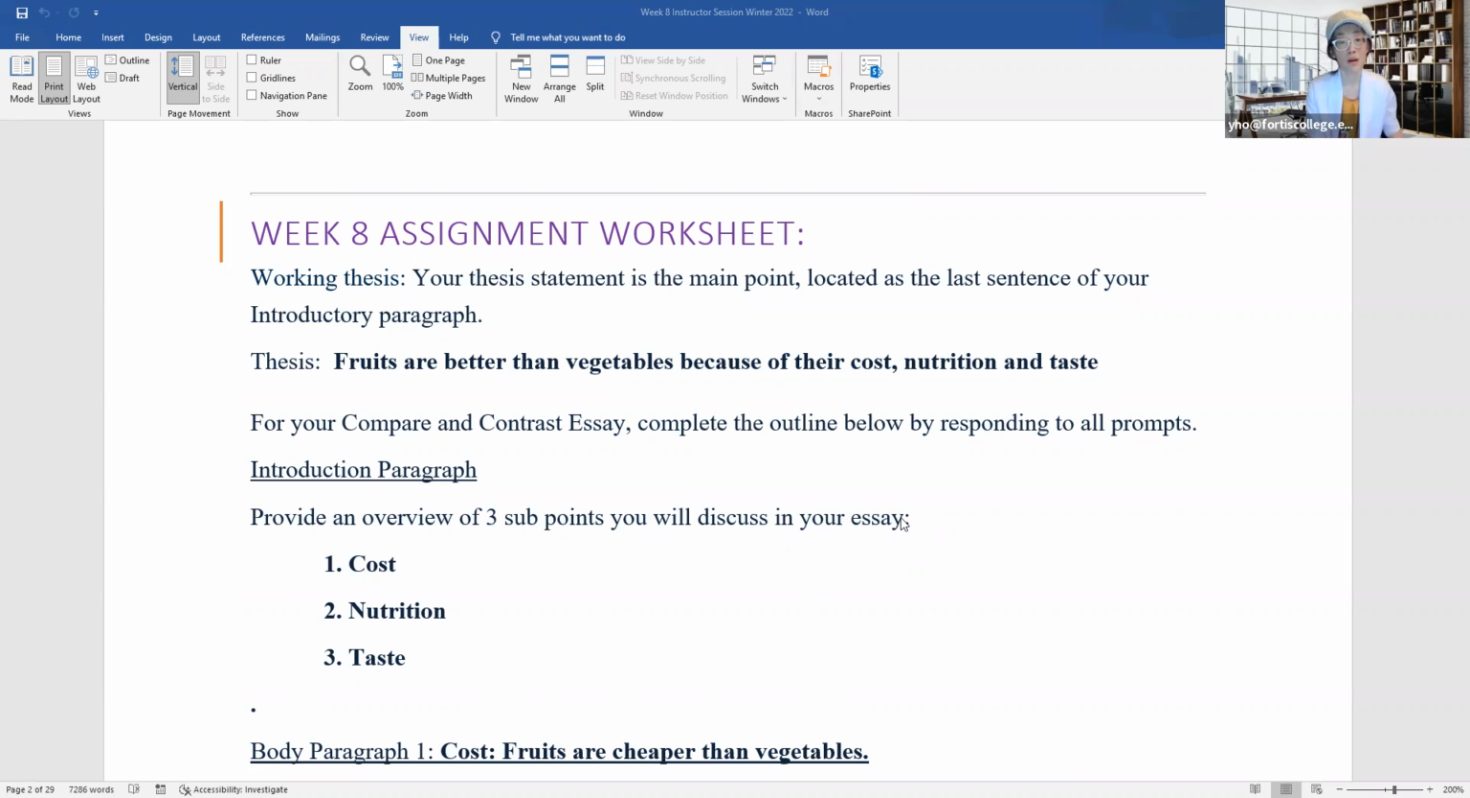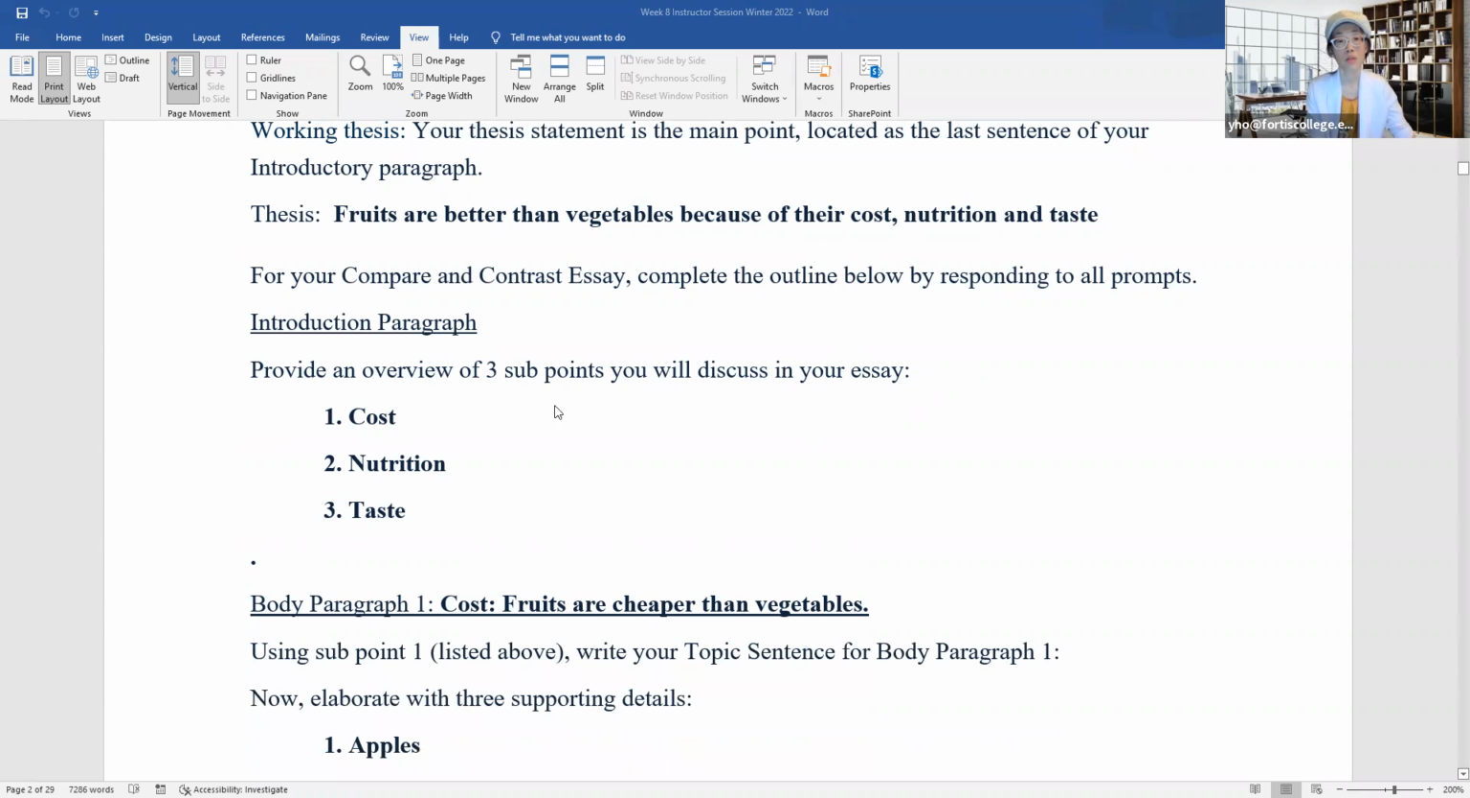For your comparison contrast, you have the 3 reasons, and these 3 reasons line up with your supporting topic sentences. If you're going to write about why fruits are better than vegetables, it's because of the fruit's low cost, better nutrition, and better taste. Here are the 3 subpoints you will discuss in your essay. In other words, your 3 body paragraphs are going to be cost, nutrition, and taste.